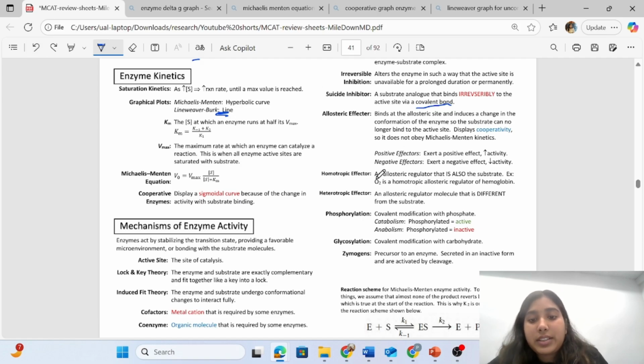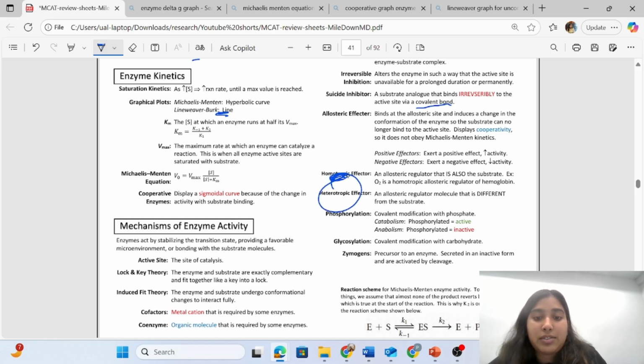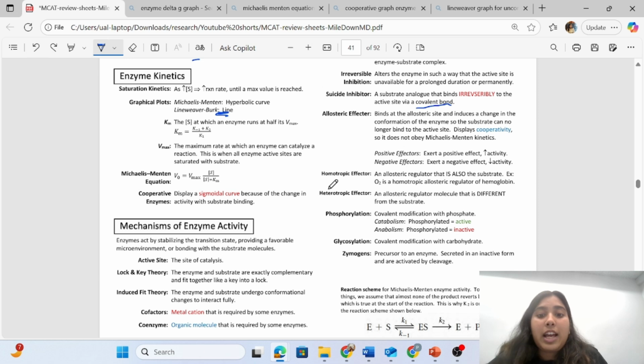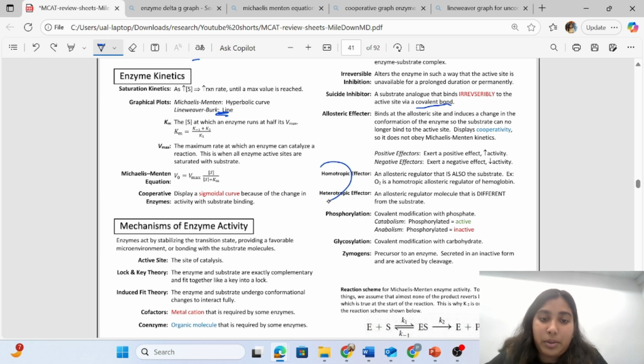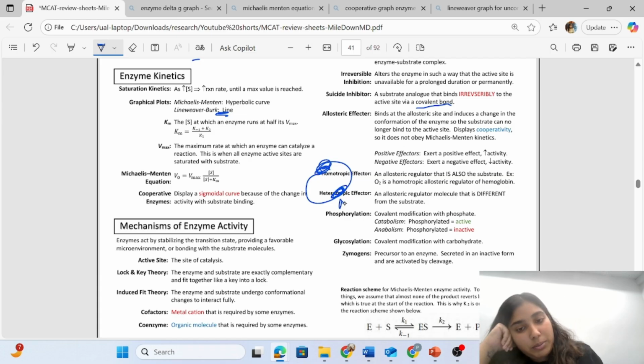A homotropic effector is an allosteric regulator that is also a substrate. For example, oxygen is a homotropic allosteric regulator for hemoglobin. Oxygen binds to the active site and also to the allosteric site, so it functions at both sites. Heterotropic effectors are the ones that are different from the substrate. For example, if this is O2, the one that binds to the allosteric site will be some NO2 or something else, okay? It won't be the same.